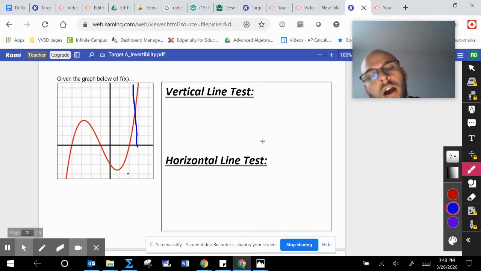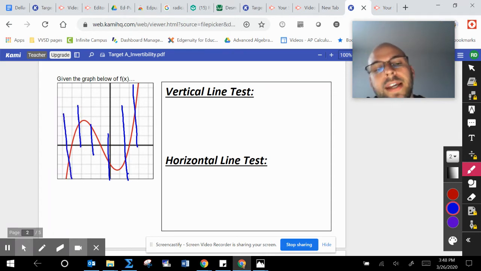If I were to draw vertical lines up and down on my graph, and I can extend them all the way to the top and bottom, does each of these vertical lines only intersect at one location? And I believe it does. I'm looking at the red curve, right? Where do the blue lines hit the red curve? And I think all vertical lines will hit it only one time. So this does pass, right?